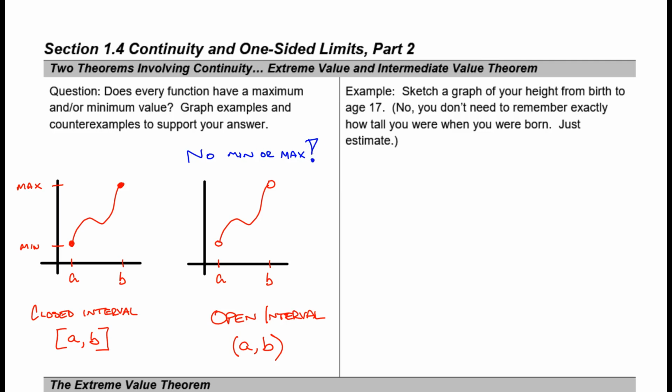For a function defined on a closed interval, we'll find out in just a second whether or not there has to be a min or max. All right, let's move on to the next thing here.